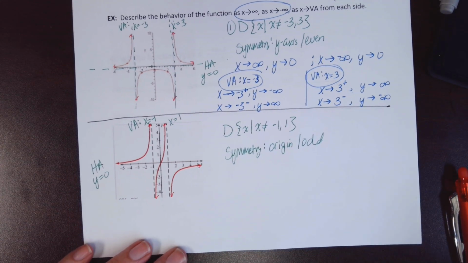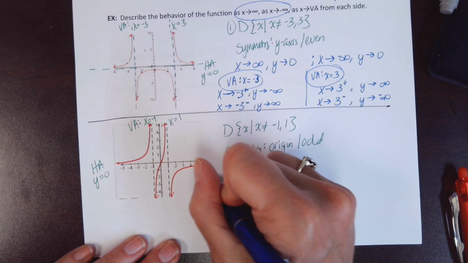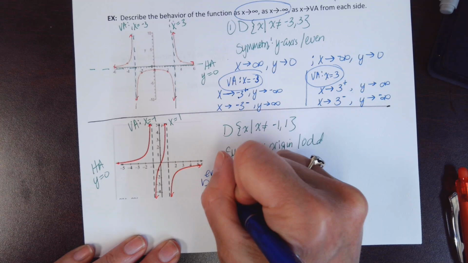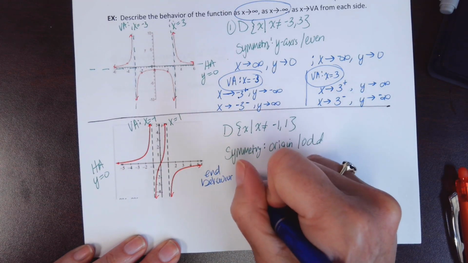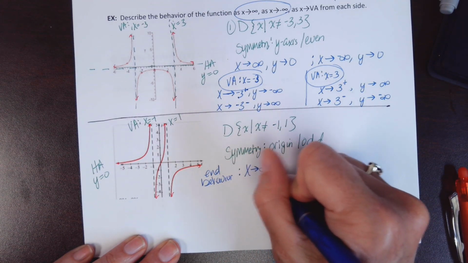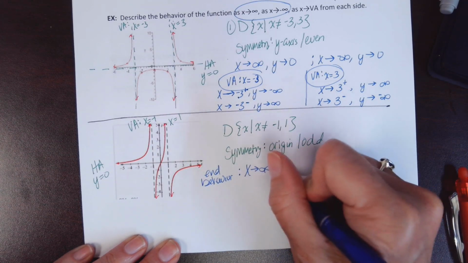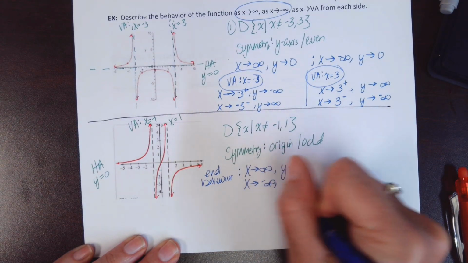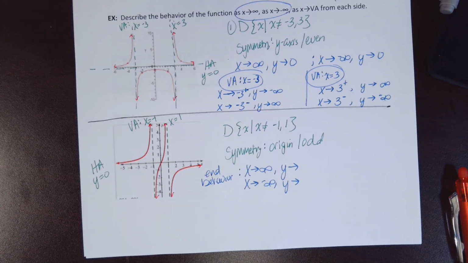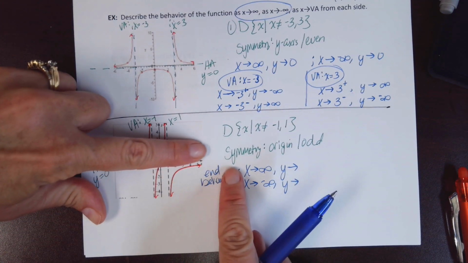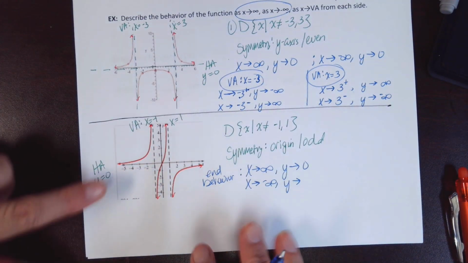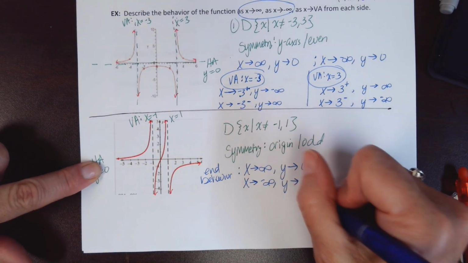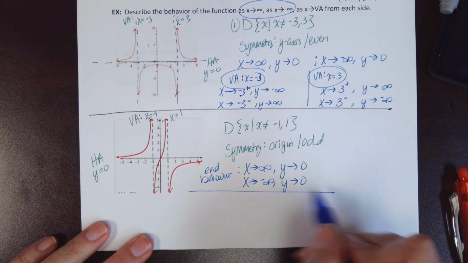And then I've got 3 types of behaviors. I've got end behavior. As x approaches positive infinity, what is y doing? And as x approaches negative infinity, what is y doing? Well, as x gets large in a positive direction, y is approaching 0. As x gets large in a negative direction, y is still approaching 0.